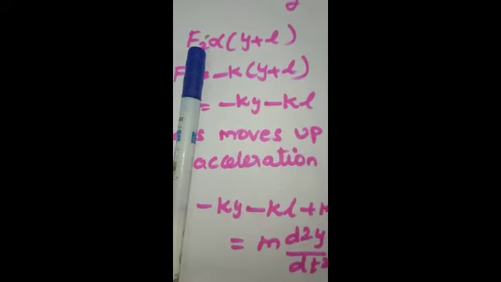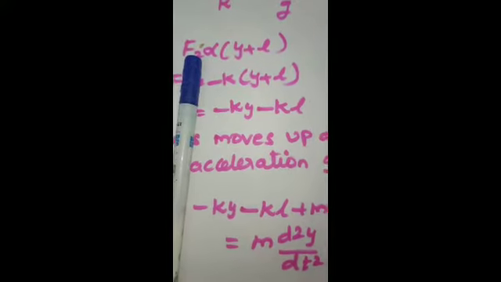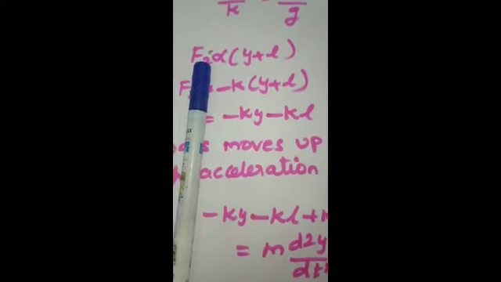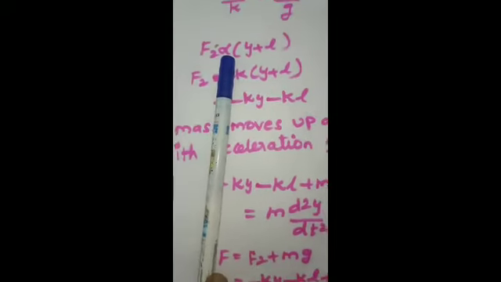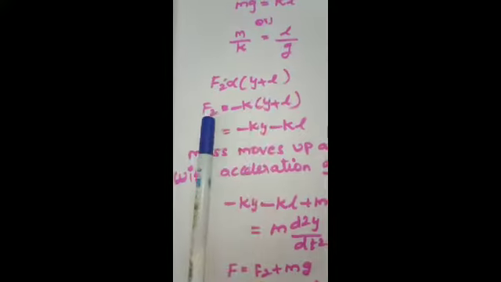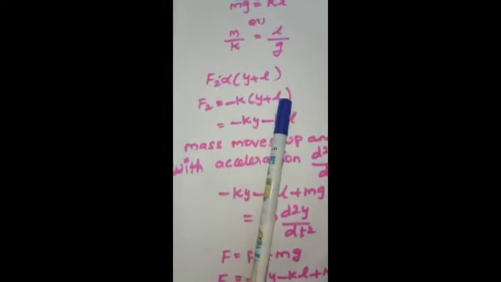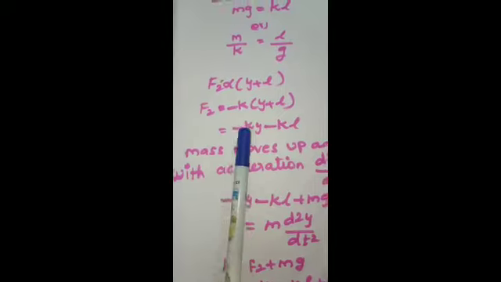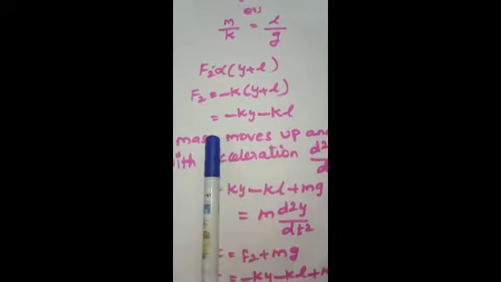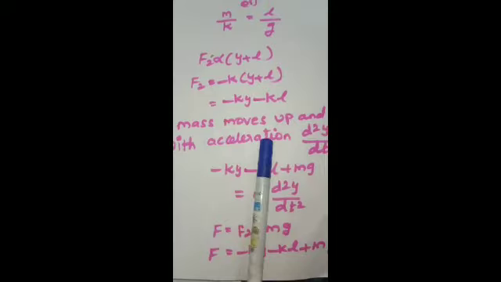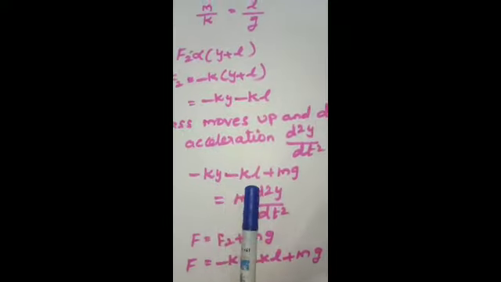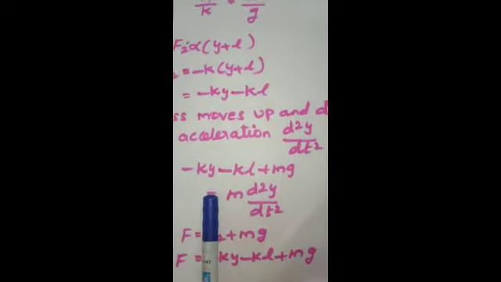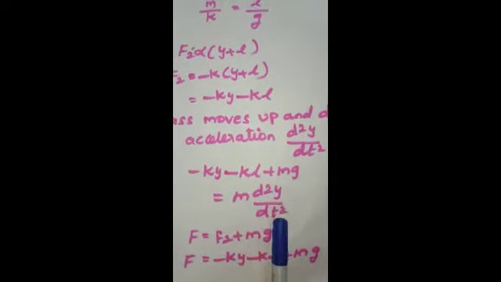Then next, suppose we apply a very small external force on the mass such that the mass is further displaced downward by a small displacement y. F2 is directly proportional to y plus l. So, F2 is equal to minus k into y plus l. In multiplication, minus ky minus kl. So, the mass moves up and down with acceleration d squared y by dt squared. So, minus ky minus kl plus mg is equal to m d squared y by dt squared.